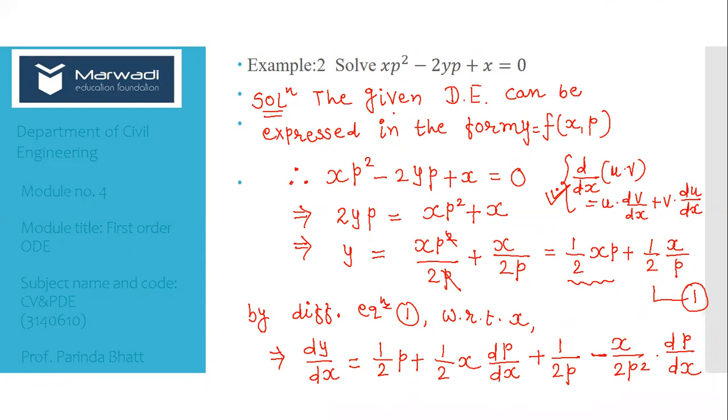Okay. Now, we apply dy by dx equal to p. In this equation, apply dy by dx equal to p. And then after this, 1 by 2p, move on to the left hand side.